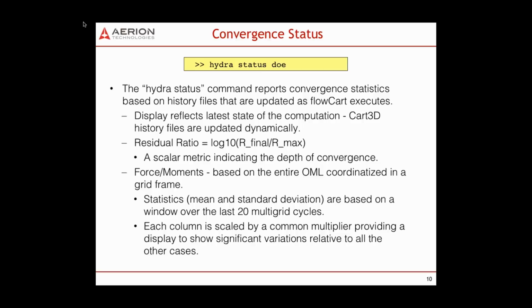And you're going to see some force and moment statistics also computed, not only mean but standard deviation computed over a window in the last 20 multi-grid cycles for each calculation. That will quantify the variation in the forces and moments, or each component of force and moment, and give you an idea of how the functionals are varying with respect to the ongoing application of multi-grid cycles in the process.